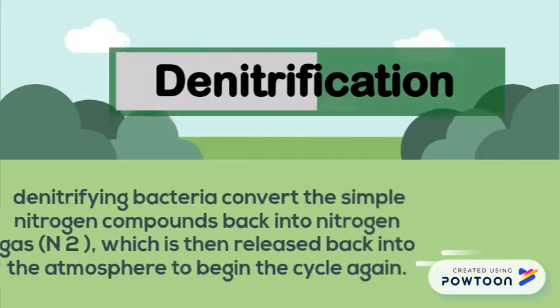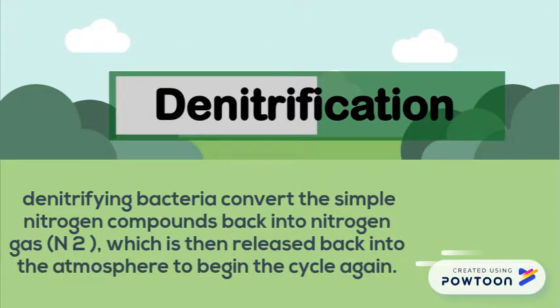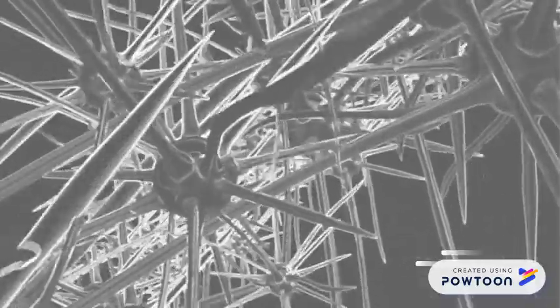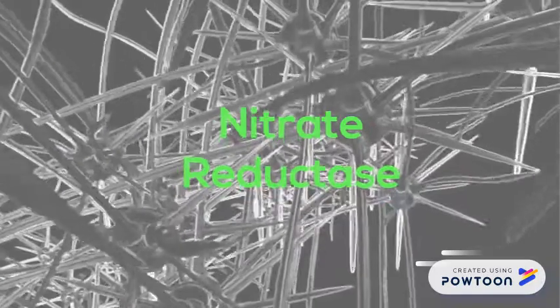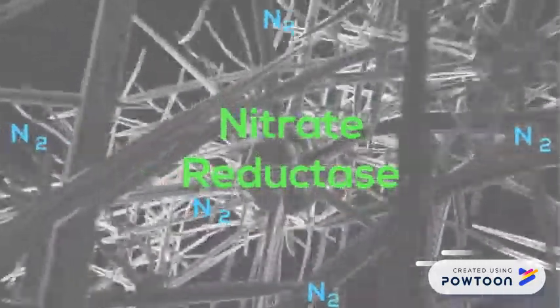But the ultimate stage is denitrification, where denitrifying bacteria convert the simple nitrogen compounds back into nitrogen gas, where it is then released into the atmosphere to start the cycle all over again. This bacteria is called nitrate reductase, and it is responsible for releasing the nitrogen back into the atmosphere.